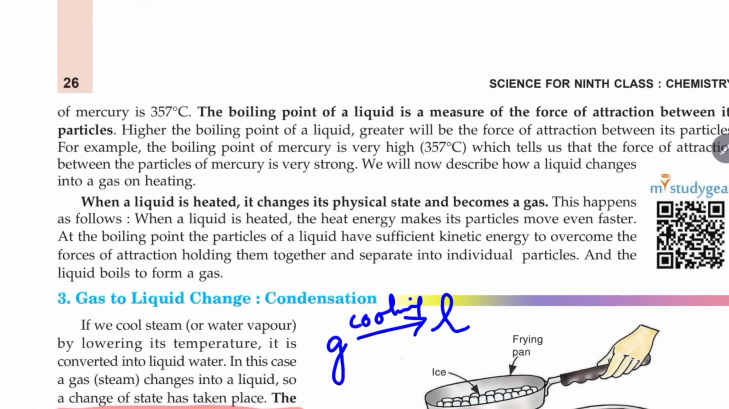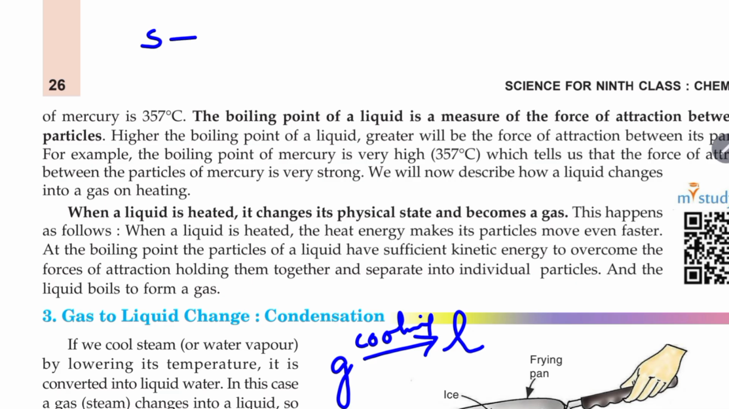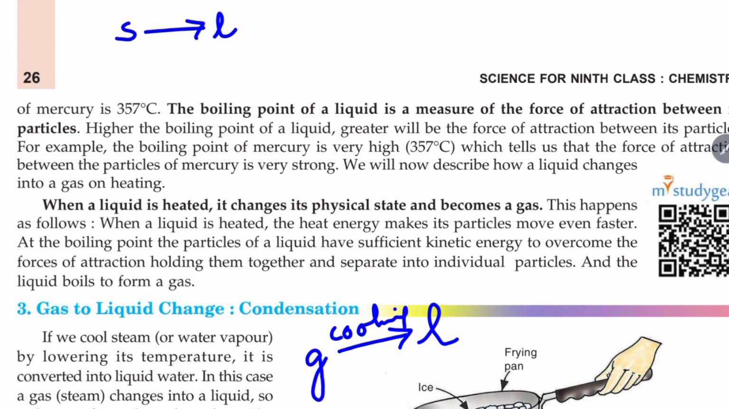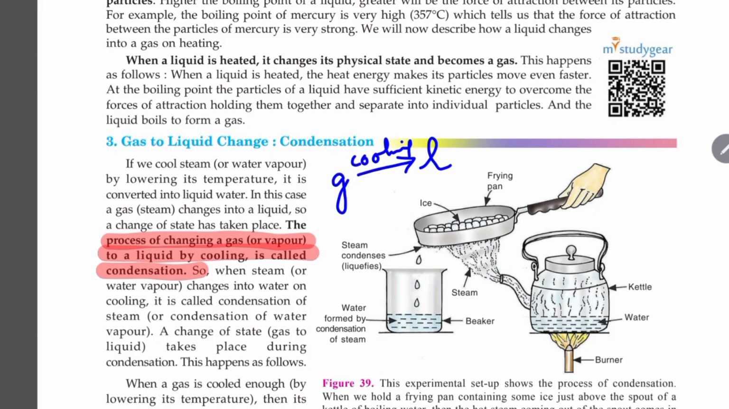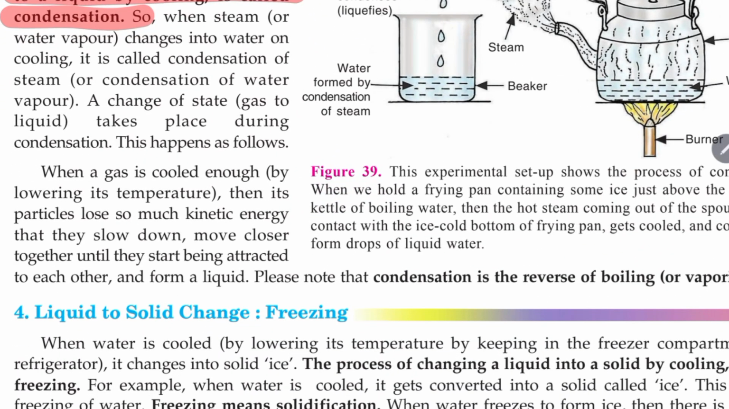Again, for our revision, we can say a solid can get converted to the liquid and the process is known as melting or fusion. Liquid can get converted to the gaseous form and the process is known as boiling or vaporization. Now the gaseous form can get converted to the liquid, which is known as condensation. What happens if a liquid gets converted to solid? This is known as freezing or solidification. So let us see what happens in freezing or solidification.